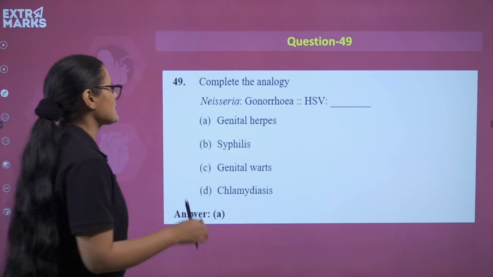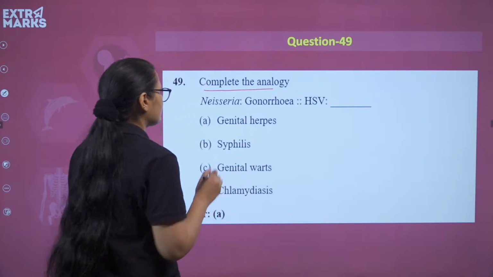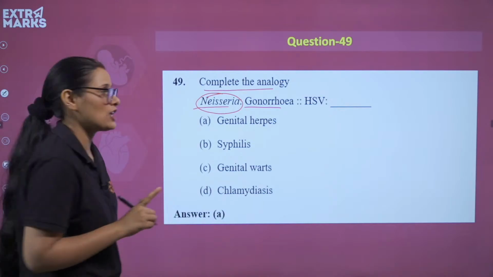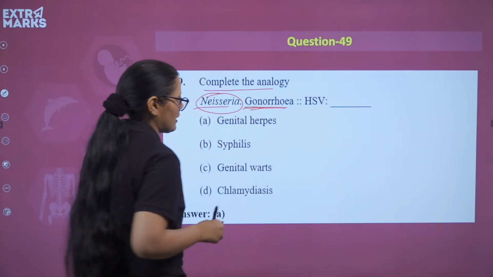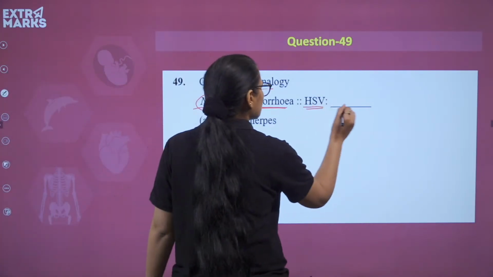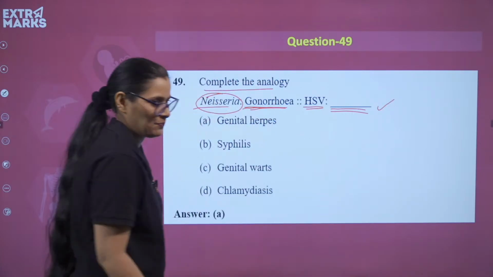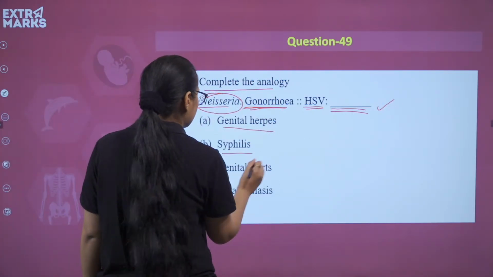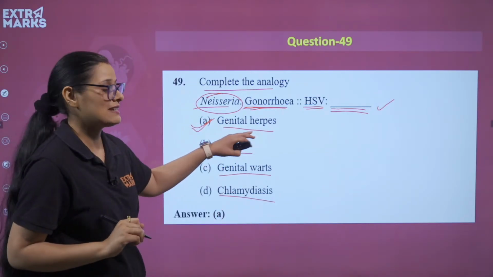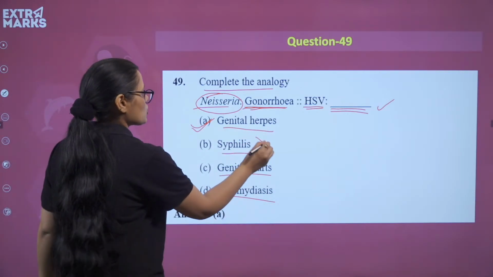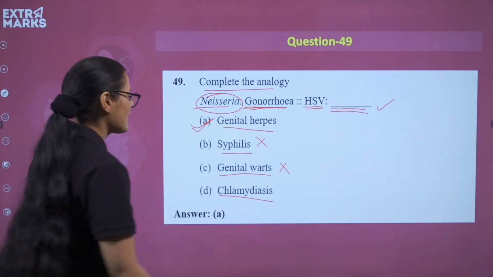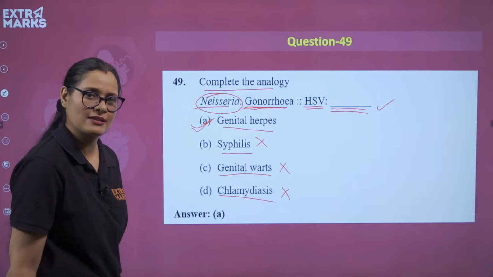Question 49 is easy. It says you have to complete the analogy: Neisseria is to gonorrhea. So Neisseria gonorrhoeae is the causative agent for the sexually transmitted disease gonorrhea. Similarly, HSV, herpes simplex virus, is a causative agent for which STI? Options are genital herpes, syphilis, genital warts and chlamydia. HSV is responsible for causing genital herpes. Syphilis is caused by Treponema pallidum, genital warts by HPV, papillomavirus, and chlamydiasis by chlamydia. So the answer is option A.